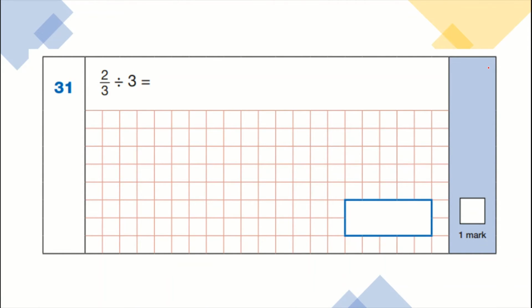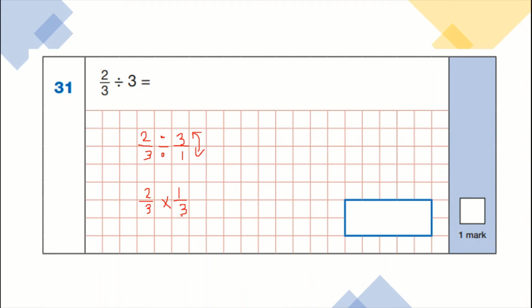So here we have a fraction divided by an integer. To work this out, we can turn this 3 into a fraction, making it 3 over 1. Still the same number. So now we have two fractions, 2 over 3 divided by 3 over 1. Now we can turn this division into a multiplication. How do we do that? We'd have to swap these two numbers with each other. So if we swap them round, we would get 1 over 3.